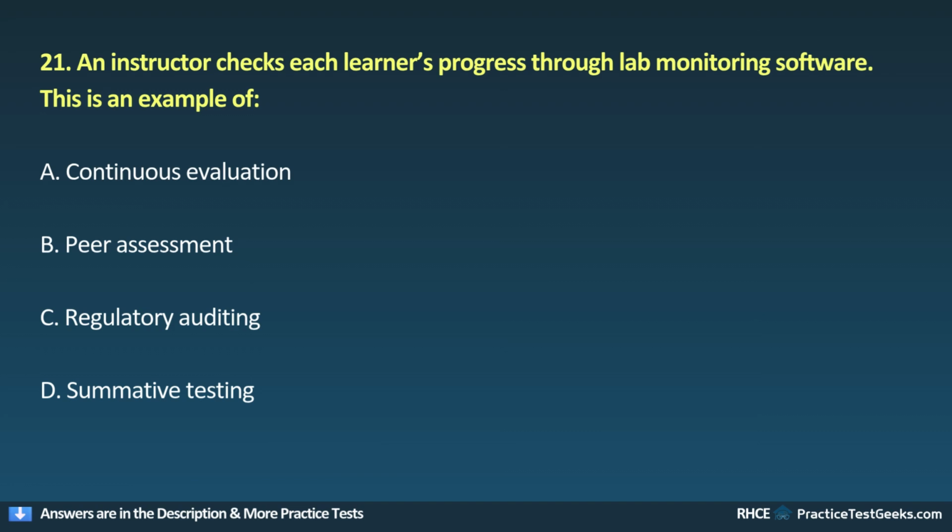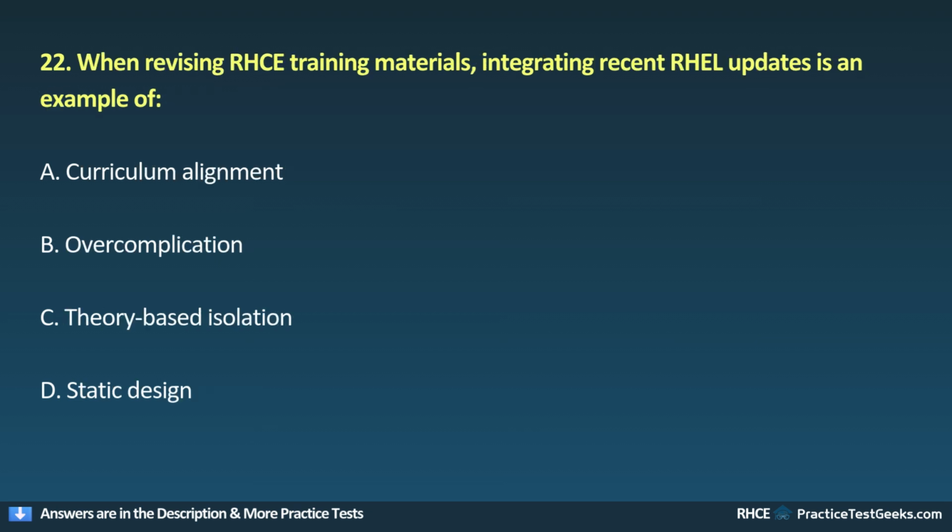This is an example of A. Continuous evaluation. B. Peer assessment. C. Regulatory auditing. D. Summative testing. 22. When revising RHCE training materials, integrating recent RHEL updates is an example of A. Curriculum alignment.